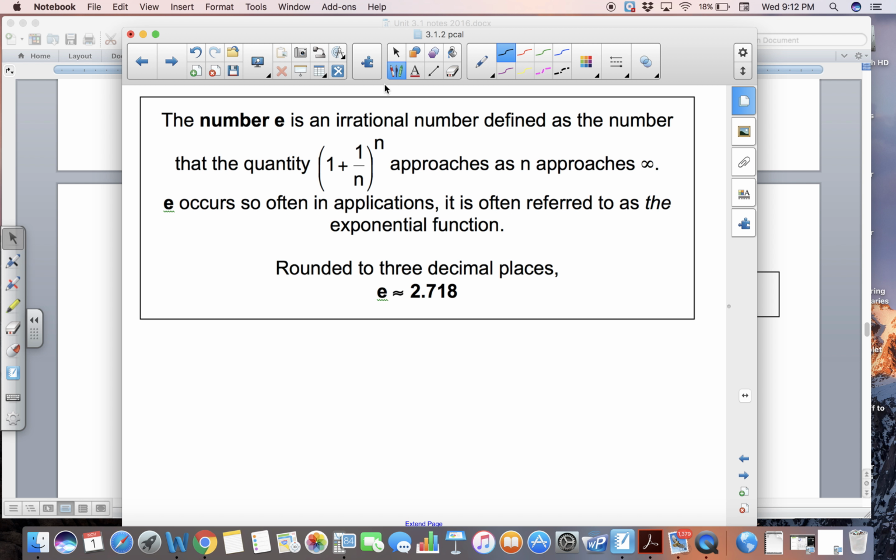So the number E is an irrational number defined as the quantity 1 plus 1 over n, to the n, as n gets really large. So that's how they define E. It's just a number. It's 2.718. E occurs so often in applications, it's referred to as the exponential function. So in science, when they talk about exponential functions, they're generally talking about E. So E, you need to know. You just need to memorize this 2.718. And it's probably come up in your science classes already.